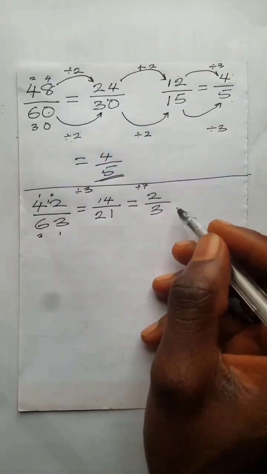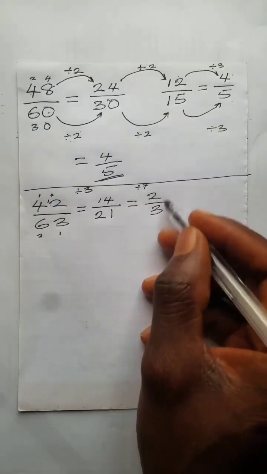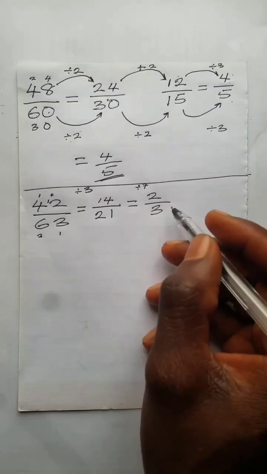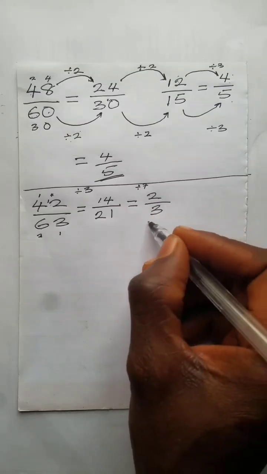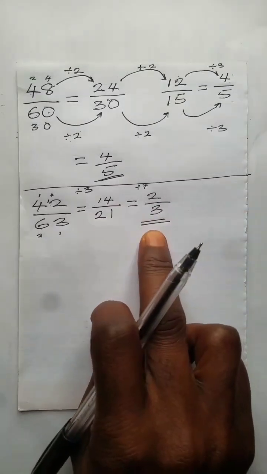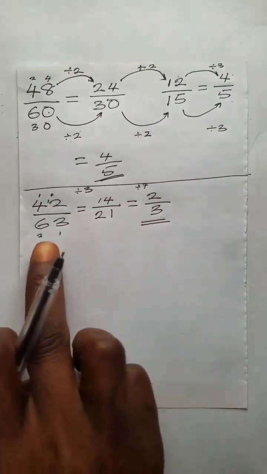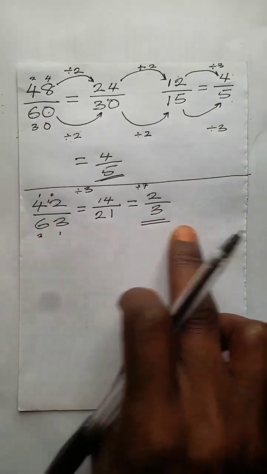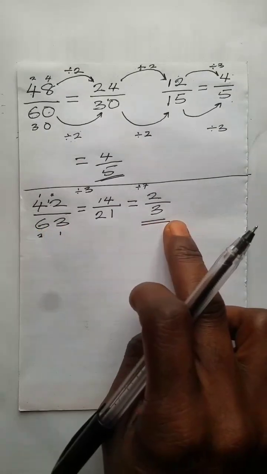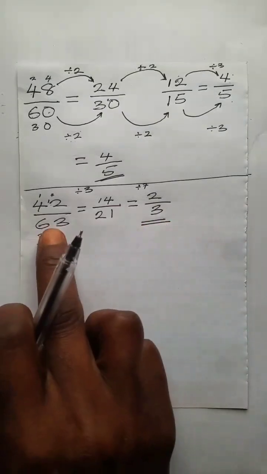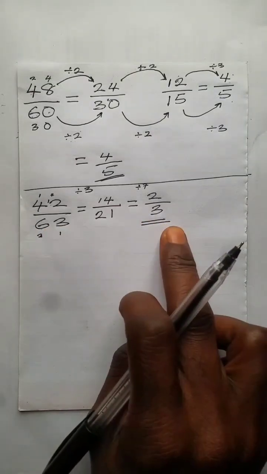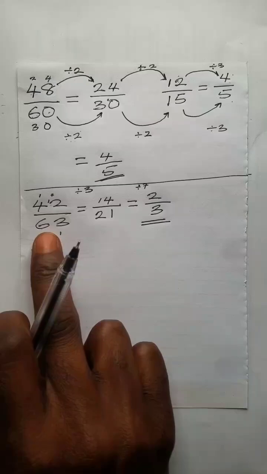Can anything divide? No. Both of them are prime numbers, and nothing can divide them except themselves. So we've gotten to the end of this fraction, the lowest form in which this fraction can be expressed. So we call this the lowest form of this fraction.